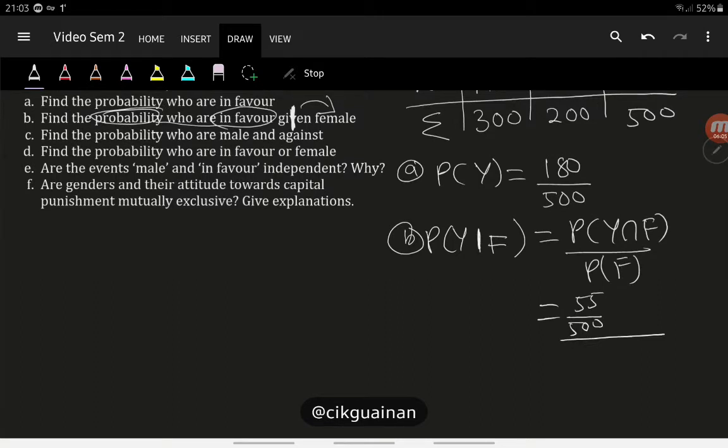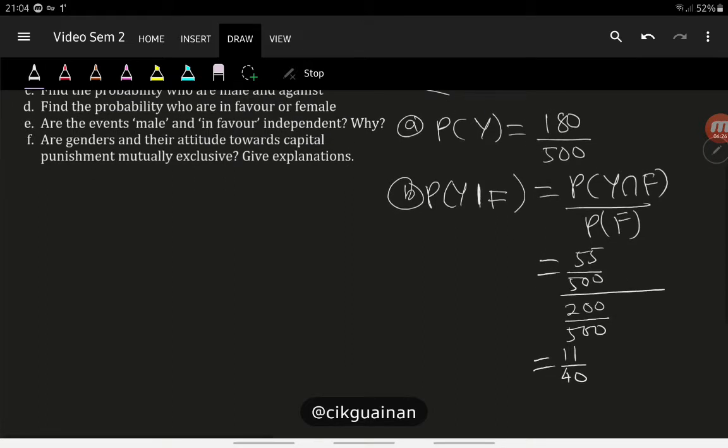So the probability of F is F only. F only is 200 over 500. Using the calculator, we get 11 over 40. So let's go to the next one.